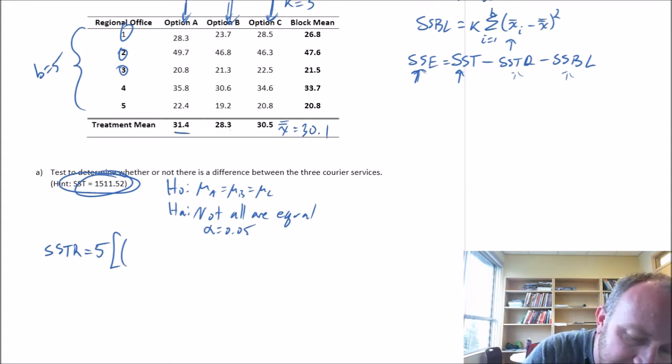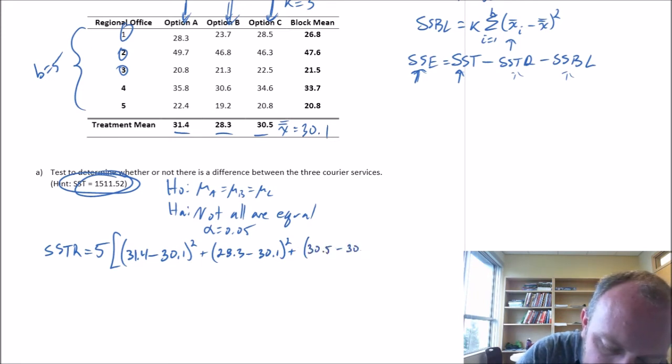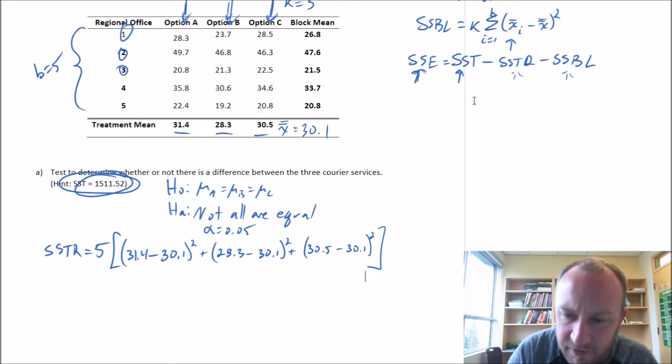So I'm going to be looking at these 3 treatment means. 31.4 minus the grand mean, 30.1 squared, plus the next one, 28.3 minus 30.1 squared, plus the last, 30.5 minus 30.1 squared. And so we'll calculate those differences, square them, add them together, and multiply through by 5.